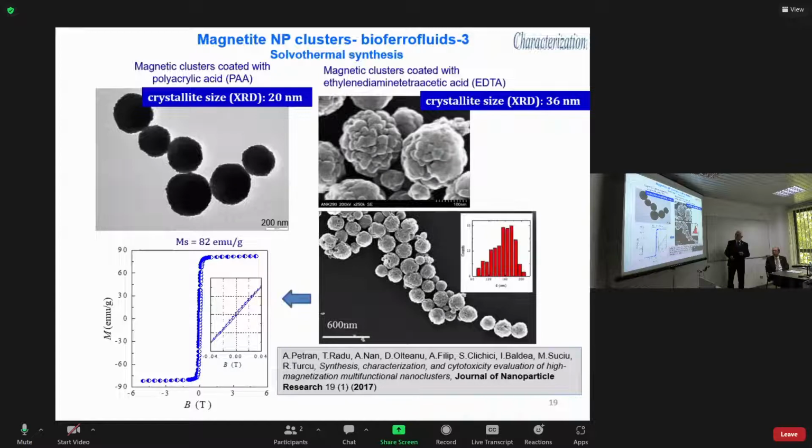Okay, and here the solvothermal synthesis. What is interesting for solvothermal in particular? You do not have individual particle coating, only outer coating. So the particles are even more closely packed than for the mini emulsion process. This is to be mentioned.